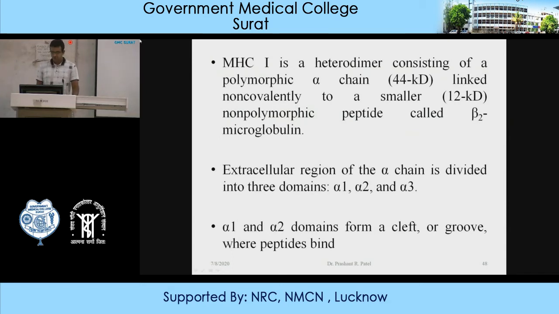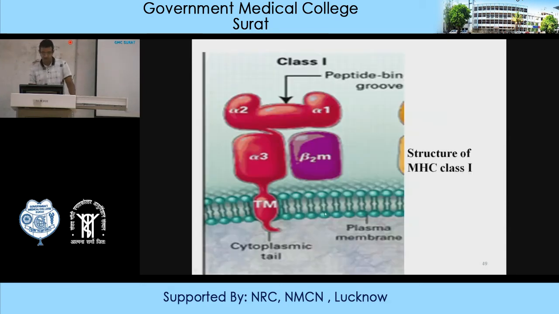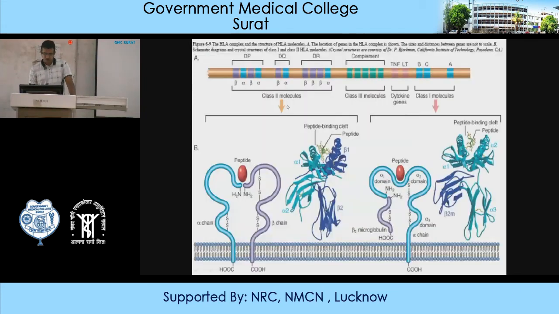So this is the crystal diagram of the MHC class 1 molecule. Here you can see the alpha chain is divided into alpha 1, alpha 2 and alpha 3 domains, and the alpha 1 and alpha 2 domains make a groove where the peptide antigen binds during antigen presentation. Again, this is the crystal diagram of the MHC class 1 and class 2 molecules.